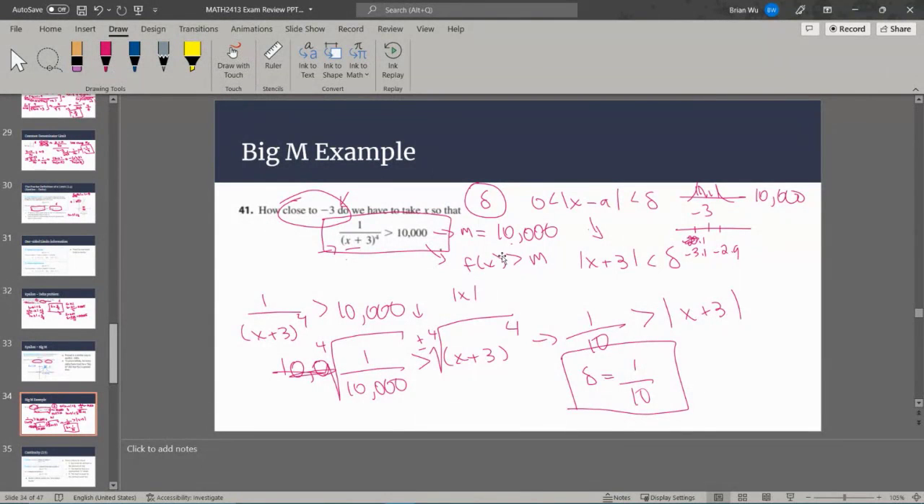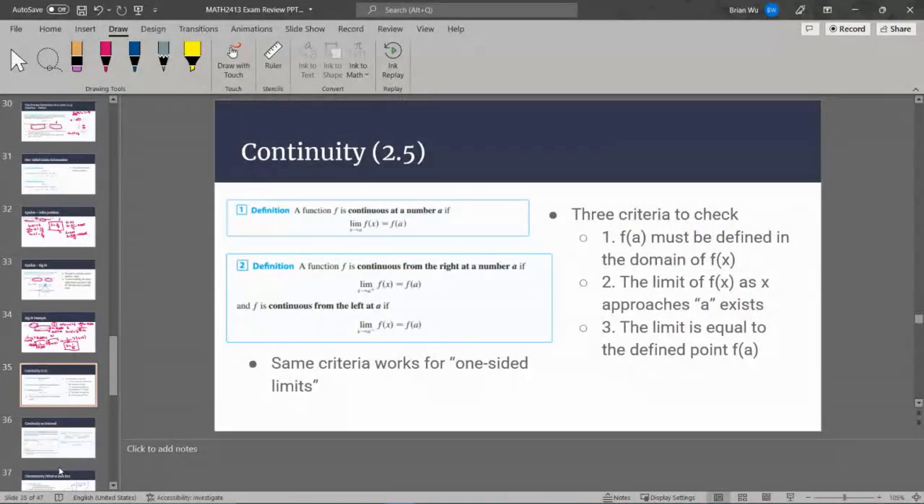Essentially, you would use these two relationships and find a delta and big M relationship. So continuity: the definition is that a function f is continuous if the limit and the value at the defined point are equal. So that's essentially using limits to prove continuity. And continuity can be one-sided as well. If the left side limit is equal to the value at the defined point, then it's continuous from the left, and likewise for the right.